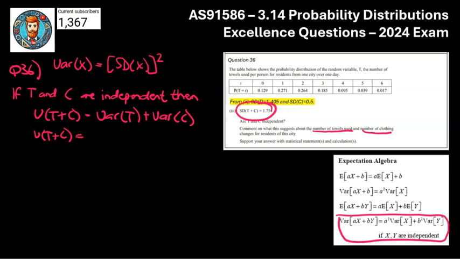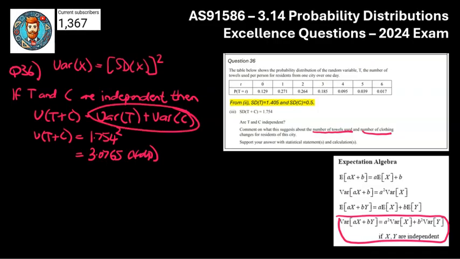The number they've given us, the standard deviation of T plus C, is 1.754. So to find the variation of T plus C, we just need to square that standard deviation. So we're going to go 1.754 squared, and that gets us the variation here, which is 3.0765, with a 4 dp rounding. As always, I'd round to 4 decimals.